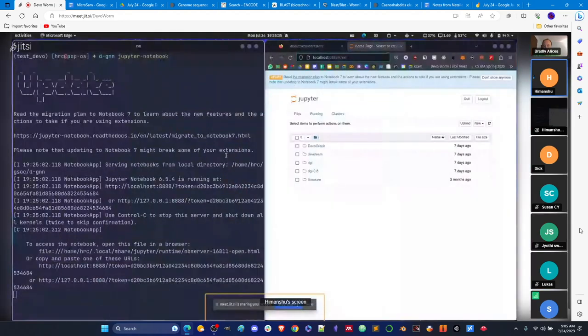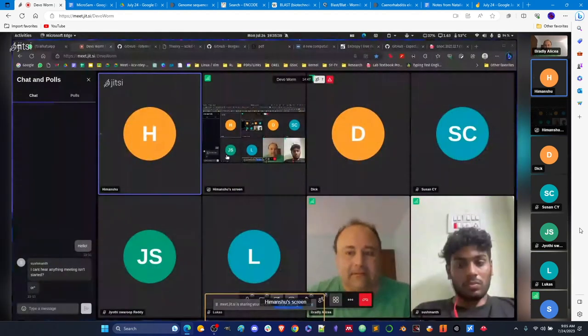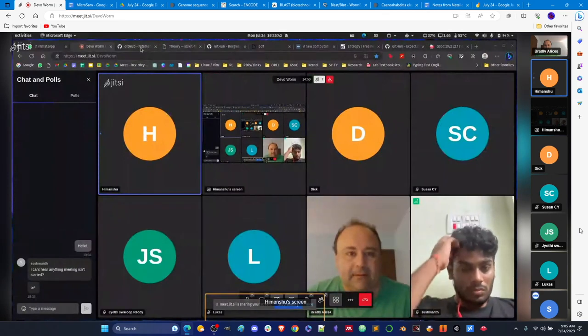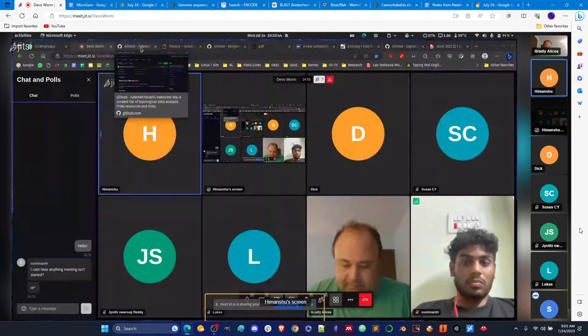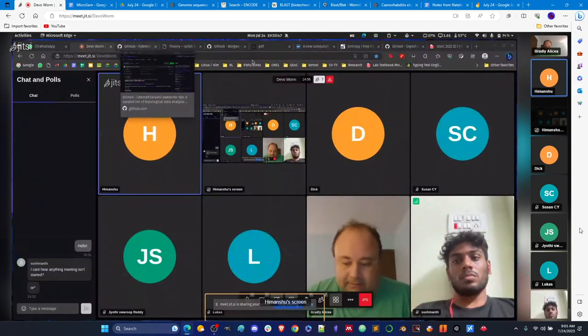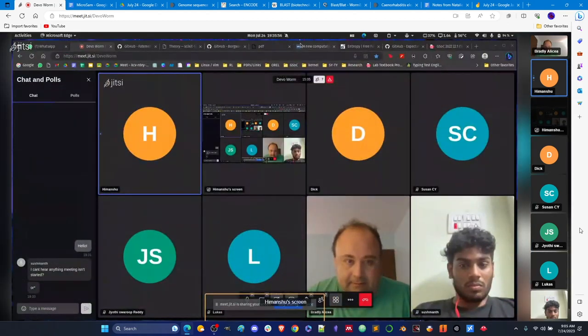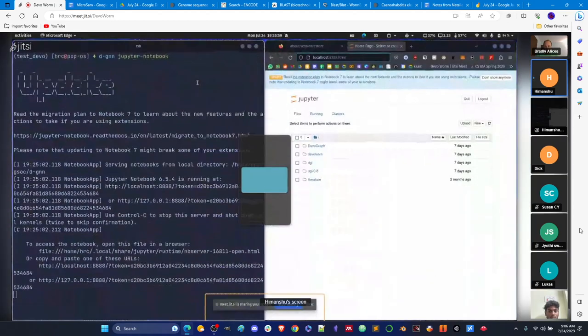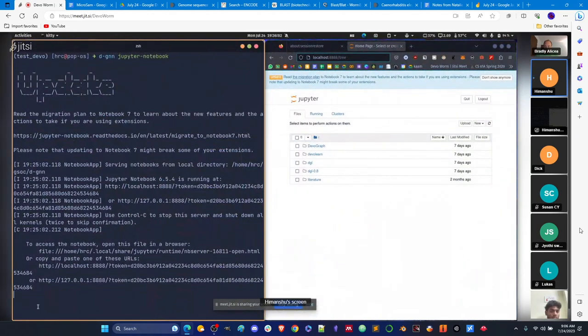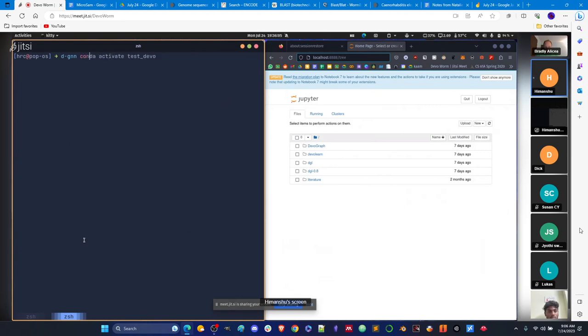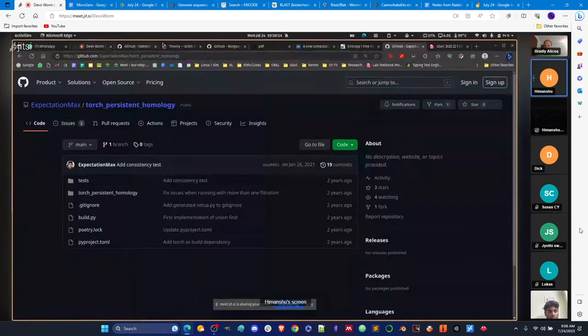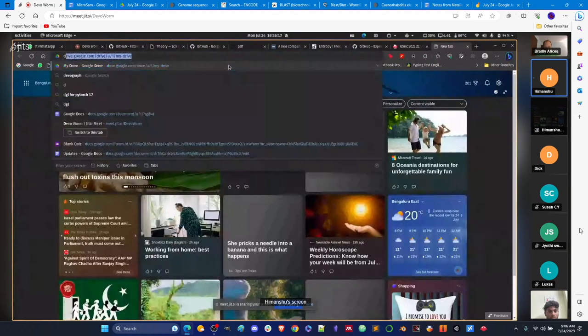Okay, so this weekend I was basically working on DevoGraph and trying to set up the persistent homology, the topological data analysis part, and the graph neural networks part. So basically I had issues starting with the DevoGraph part. I was not able to get the same results as before, because there was some issue in the repository. I'll just share it over here.